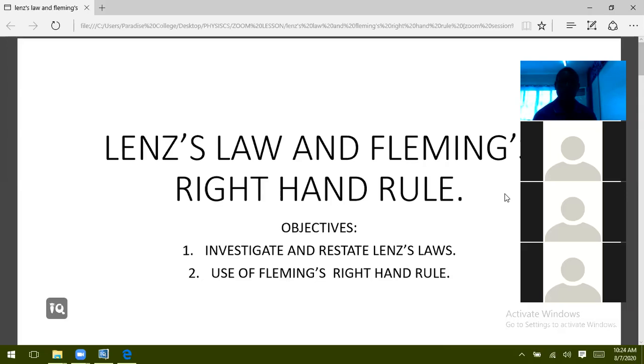Use of Fleming's right-hand rule. The ideas are just the same as Fleming's left-hand rule, but this time, instead of force, it's the motion that we're going to look at. Yeah, those are the two objectives for this session.